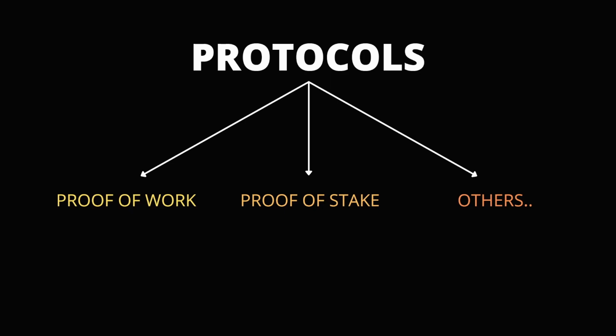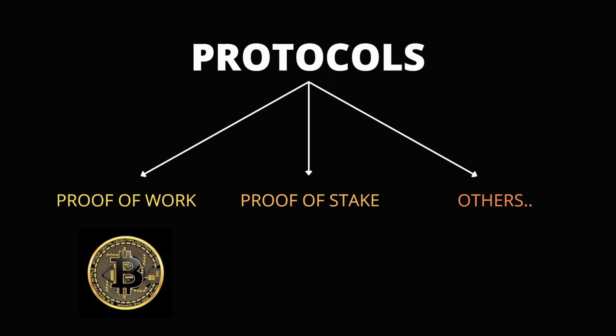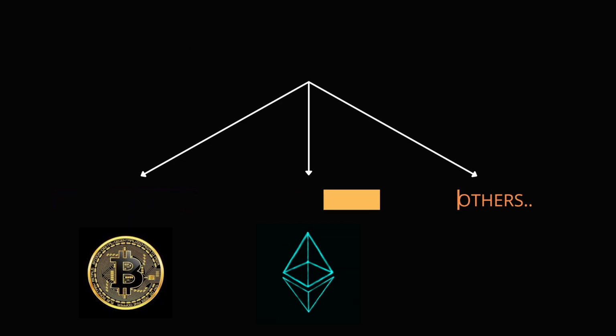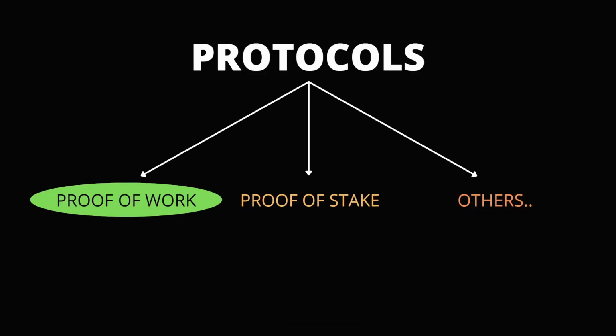You have proof of work, you have proof of stake, and you have many more as well. But these two are the most famous. Bitcoin actually uses proof of work, and Ethereum is just about to shift from proof of work to proof of stake. And we'll talk about proof of work. What does it mean? Where does it come from? And how does it work?